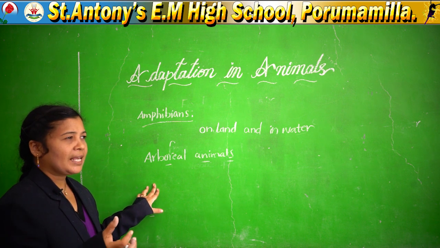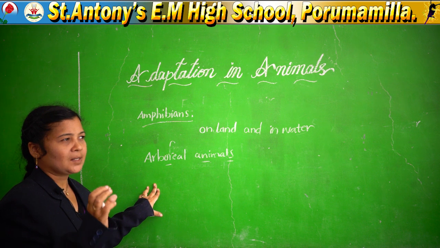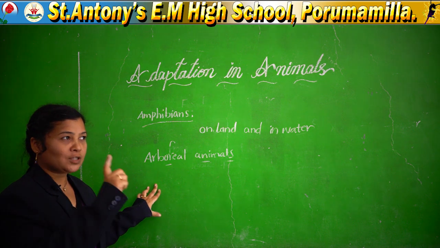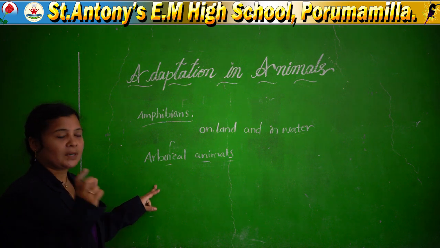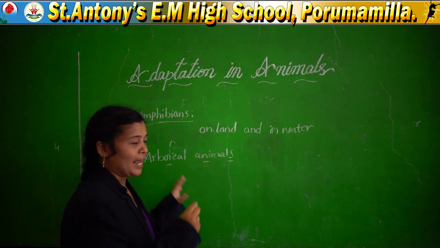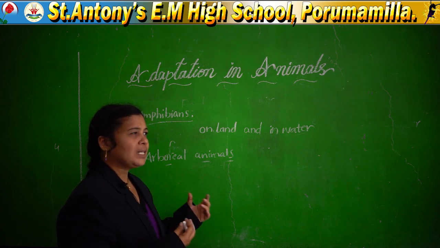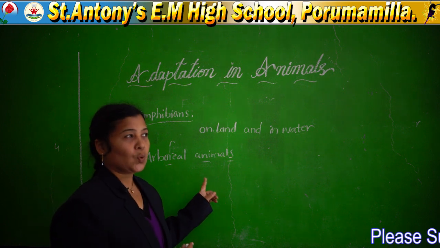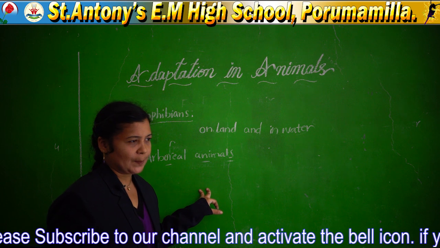And also, they have sharp claws. With the help of sharp claws, they cling on tightly to branches. Have you ever seen how the monkeys jump from one branch to another? With the help of sharp claws, they can cling tightly to the branches and move from one branch to another. Like that, some organisms live on trees. Monkeys, squirrels and other organisms.